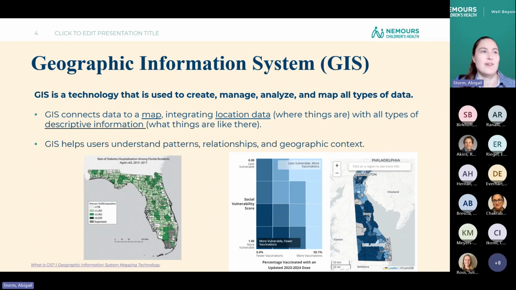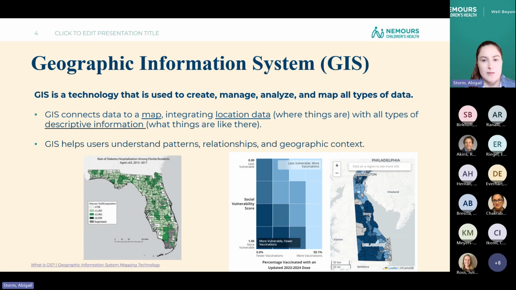All right, so this is the fun stuff. So this is GIS systems. So this is a technology that is being utilized a lot more for visualization, particularly when disseminating information back to the public and policymakers as well. And it can help create, manage, analyze, and map all types of data.